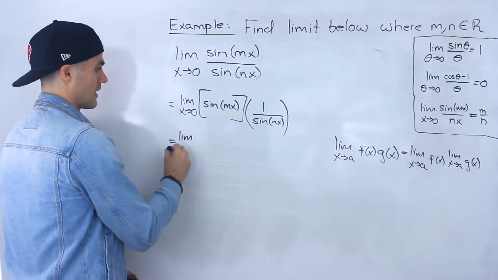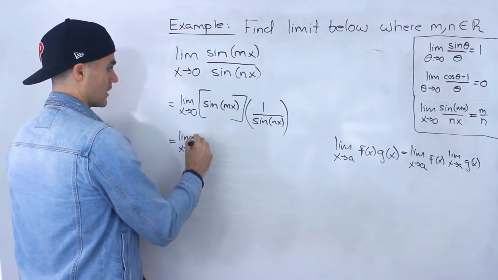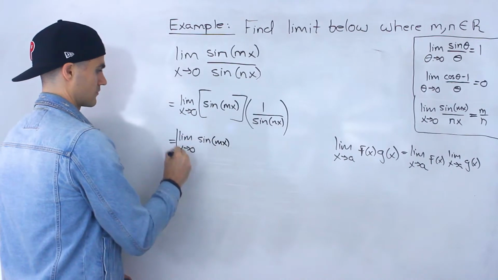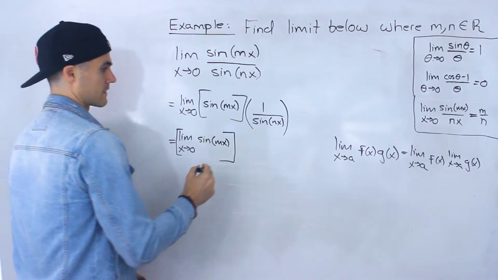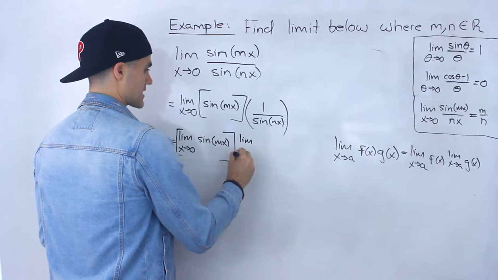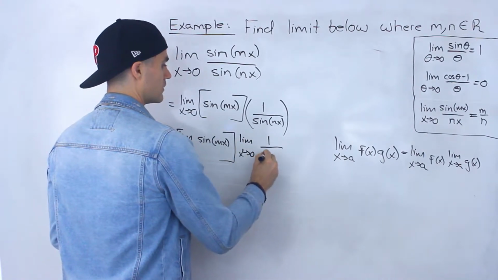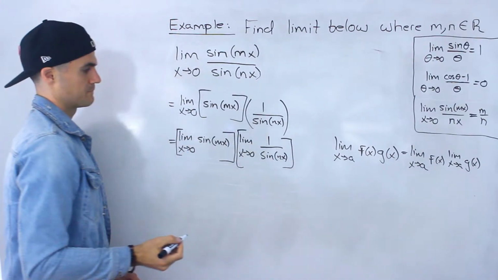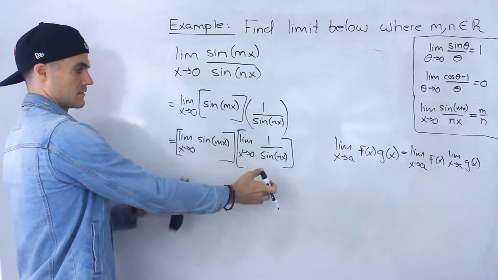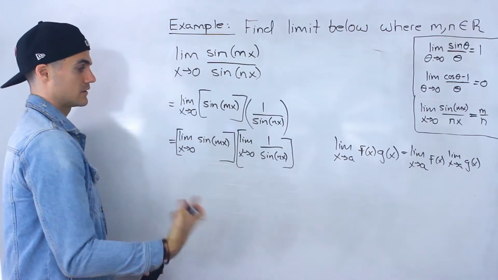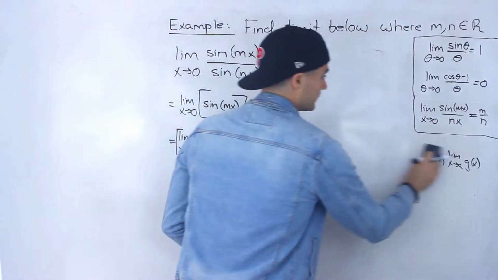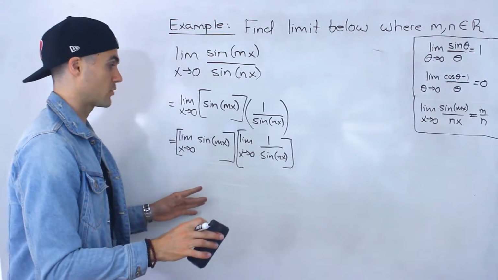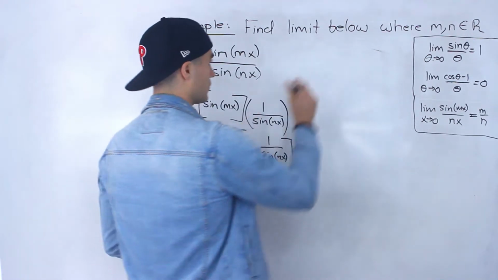So we're going to have the limit as x approaches 0 of sine mx, like that, times the limit as x approaches 0 of 1 over sine nx, like that. So I took this limit and split it up into two separate limits. And now I'm going to deal with both of these limits separately. So first off, I'm going to rewrite this one up here.